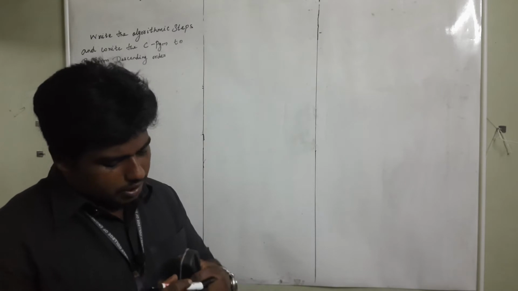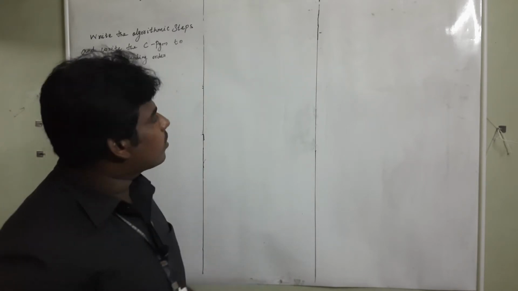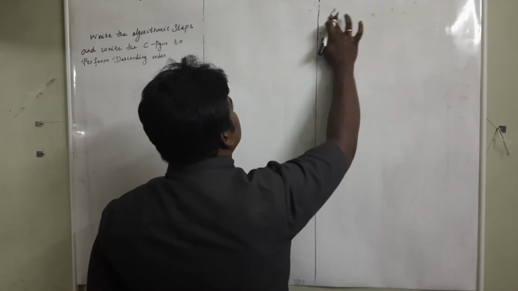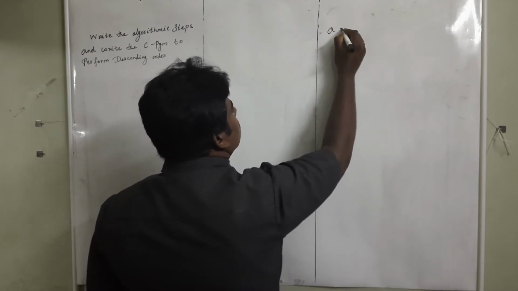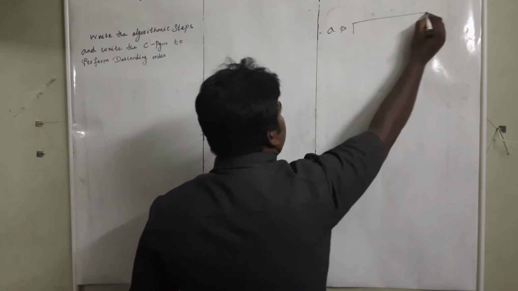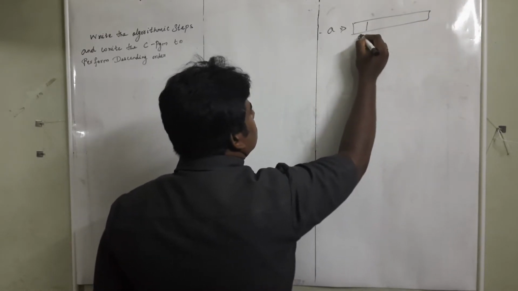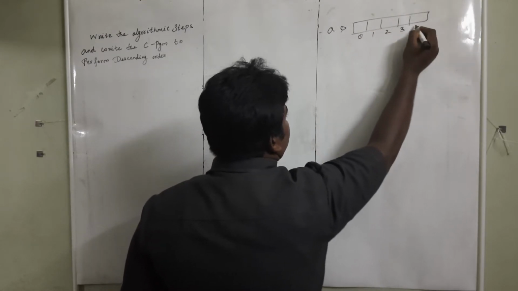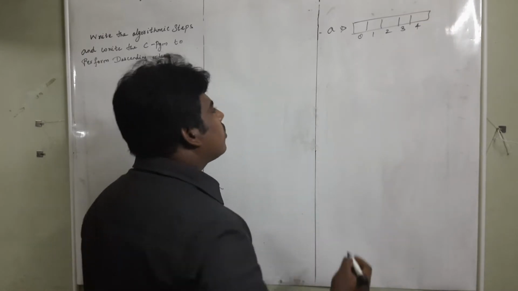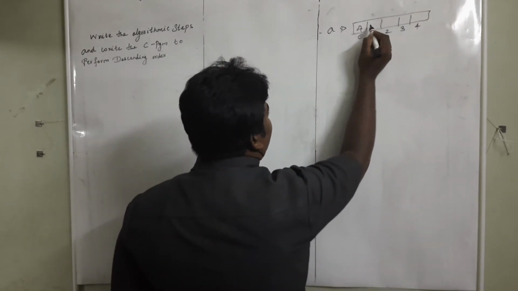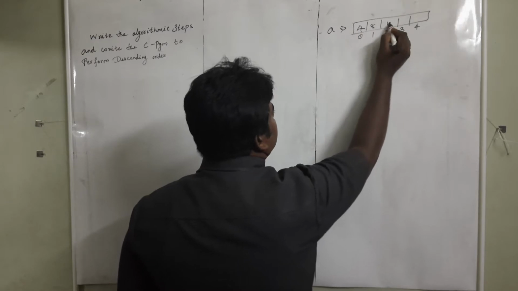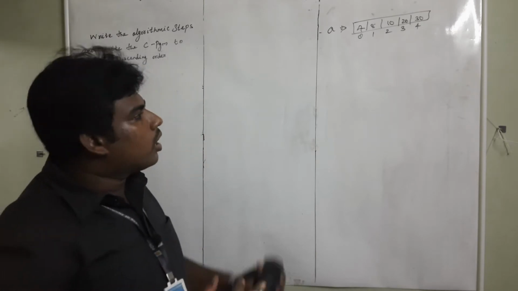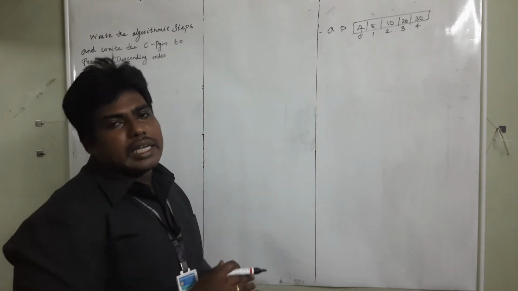For example, I am going to take one array, A. The indexes are 0, 1, 2, 3, 4. The size of the array is 5. Here I am going to take 5 elements: 4, 8, 10, 20, 30. This array only I am going to rearrange.